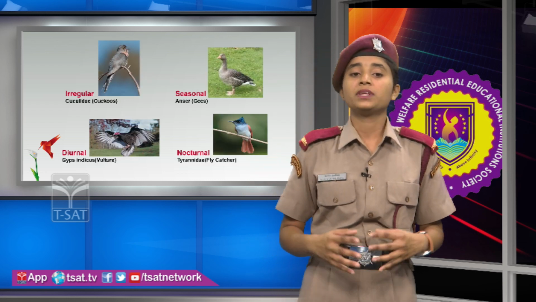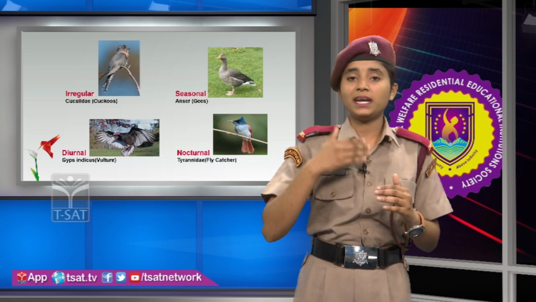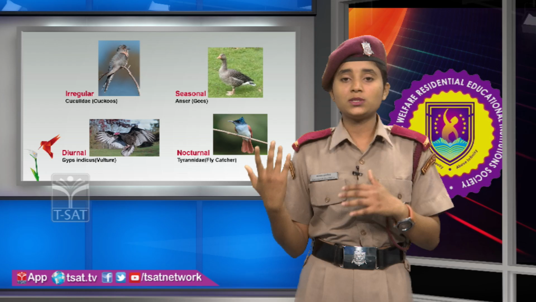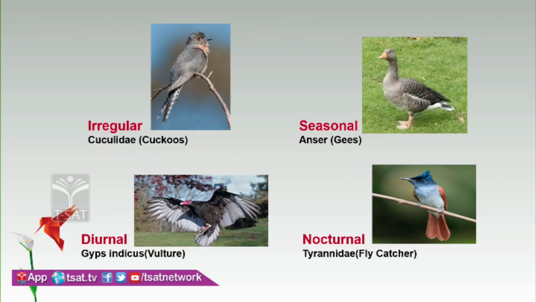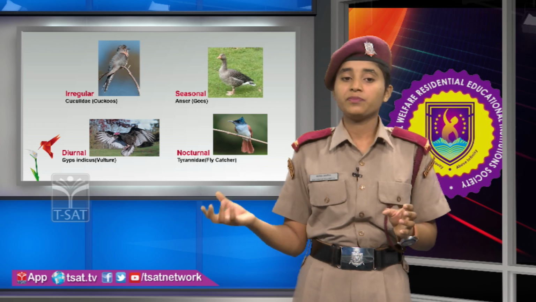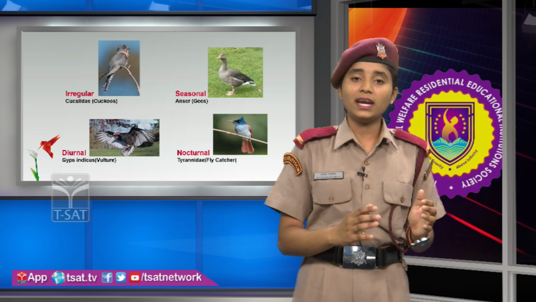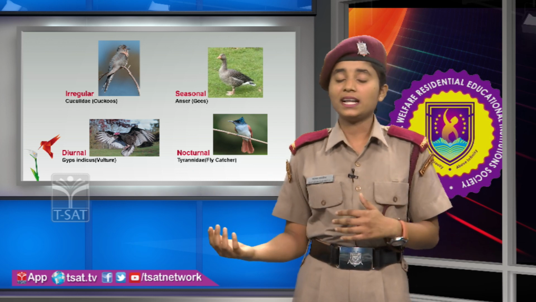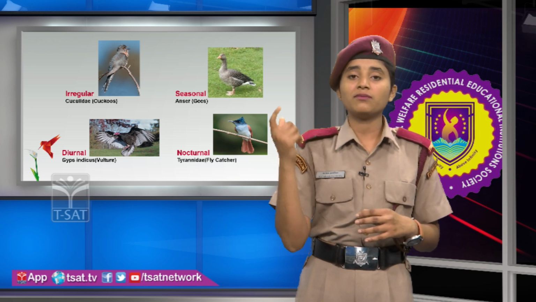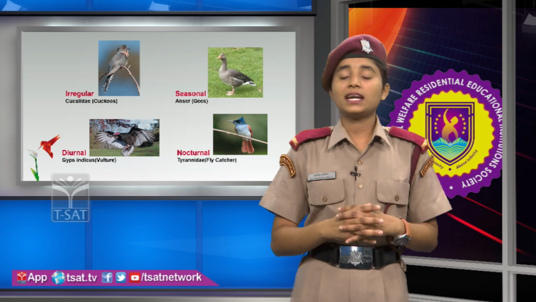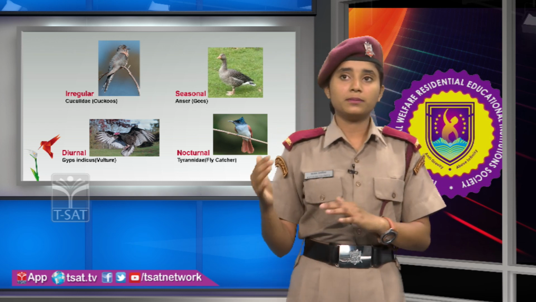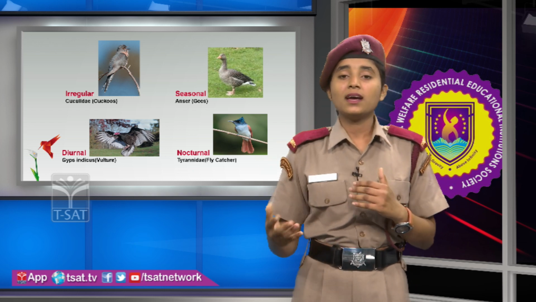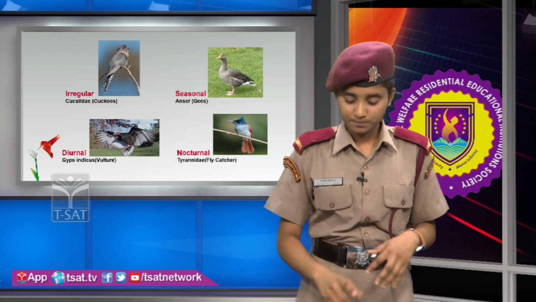Next, irregular migration. Birds like cuckoos migrate after breeding their young ones, in search of food as well as to escape from enemies. This kind of irregular migration is also called wandering migration. Seasonal migration: birds like geese migrate due to climatic changes. Next, diurnal migration. These birds migrate in the daytime and rest at night. Diurnal migration is performed by vultures. Nocturnal: when we hear the word nocturnal, we definitely think of night. Some birds like flycatchers migrate at night to escape from the day as well as from enemies.